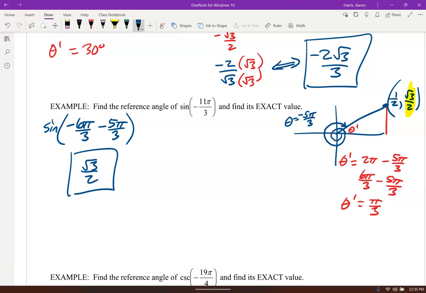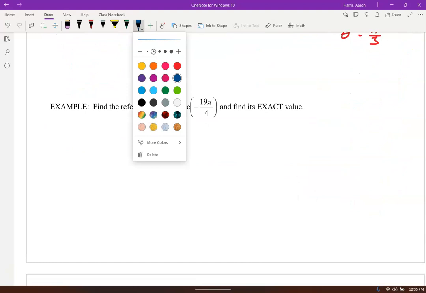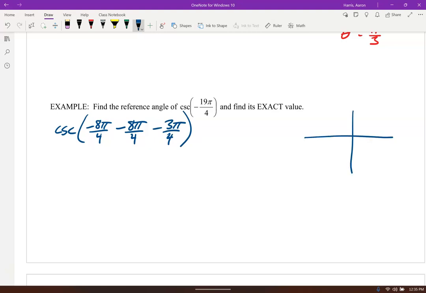All right, let's do one more reference angle. Cosecant of negative 19 pi fourths. Well, negative 8 pi fourths is one time around, negative 2 pi. Negative 16 pi fourths is another time around. I've got to go 3 pi fourths more than that. So I'm twice around in the negative direction and 3 pi fourths.